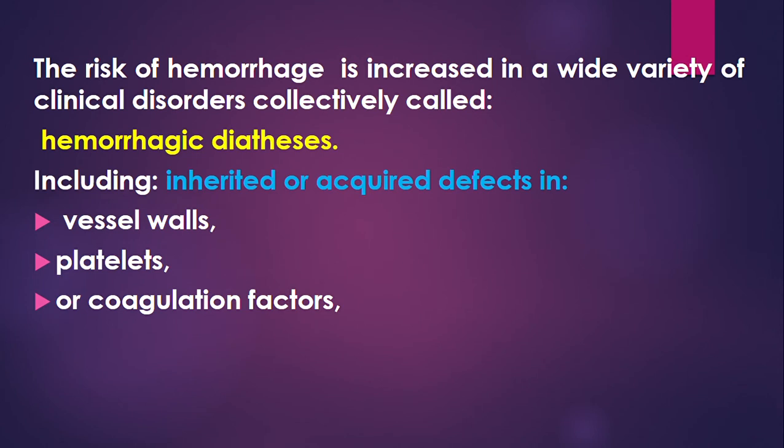The risk of hemorrhage is increased in a wide variety of clinical disorders. Collectively, these clinical disorders are called hemorrhagic diathesis, including inherited or acquired defects in either vessel walls, platelets, or coagulation factors. Hemorrhagic diathesis means a group of diseases, inherited or acquired, that cause a defect in the vessel wall, the platelets, or the coagulation factors, all leading to bleeding disorders.